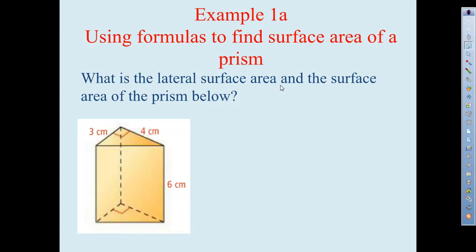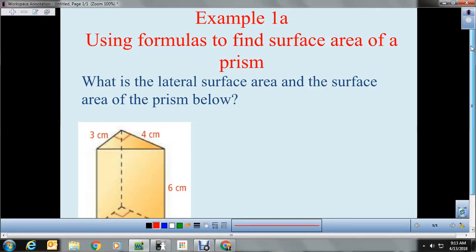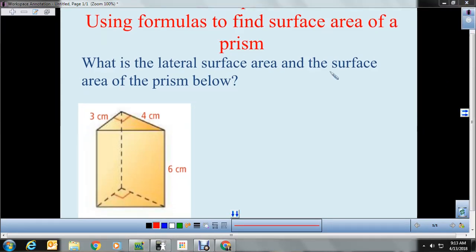So let's take a look at our first example. What is the lateral surface area of the prism below? We're just looking for the lateral area first and then the surface area second. Lateral area is equal to the perimeter of the base times the height. So we need to identify the perimeter. That means we're going to add up the sides of the base. As a triangular prism, we have one side that is 3, one side that is 4, but we don't have the other side.